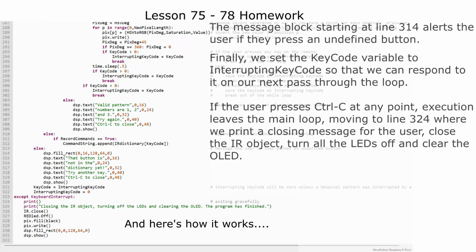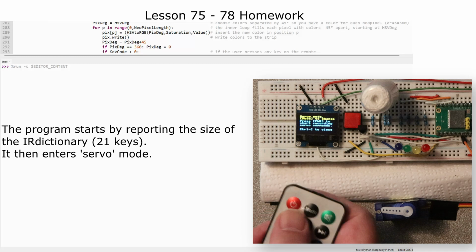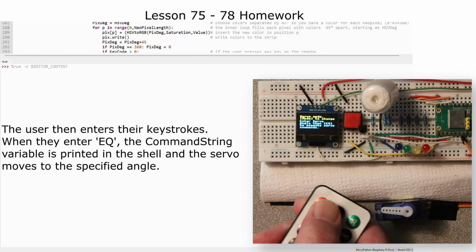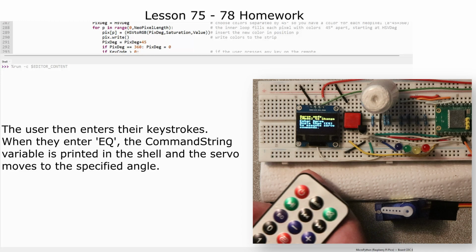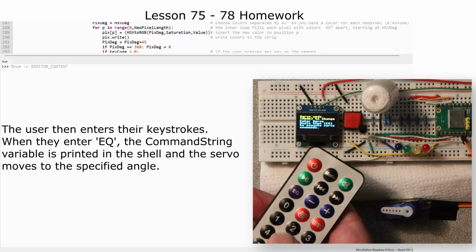And here's how it works. The program starts by reporting the size of IR dictionary, in our case 21 keys. It then enters servo mode. The user then enters their keystrokes. When they enter EQ, the command string variable is printed in the shell, and the servo moves to the specified angle.